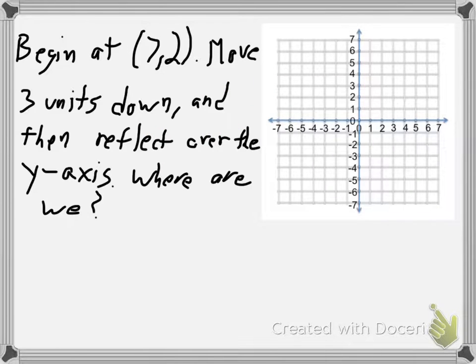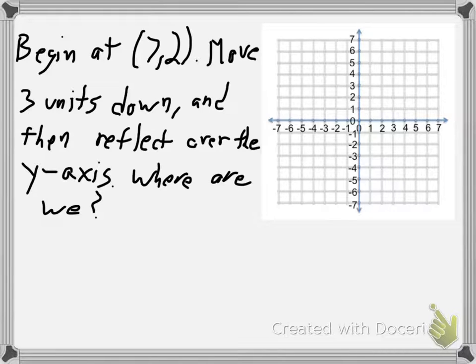Okay, so looking at another example here. Let's say we begin at 7, 2. So we have our ordered pair where we begin at 7, 2. And what I want to do is move down 3 units and then reflect over the y-axis and then figure out from there, where are we? So let's take this step by step.